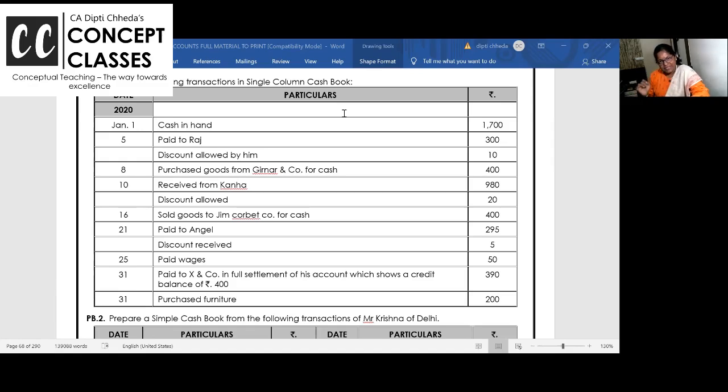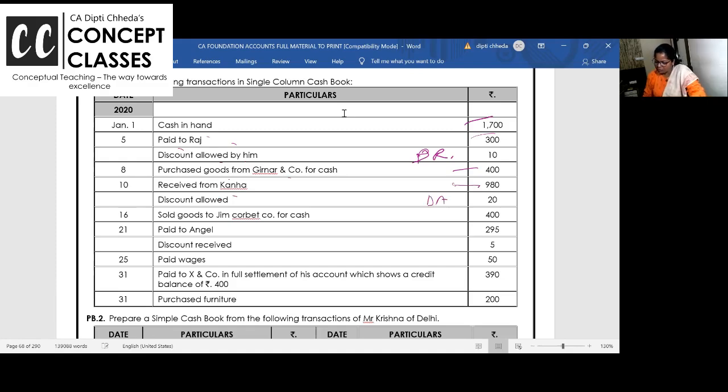And now you start doing it in the class. Open double column cash book, make it. You understood the concept, so make it. Opening cash you write on the debit side. Paid to Raj, 300 on the payment side. Discount allowed by Raj. When I paid to Raj, he allowed a discount. Don't look at the word allowed and take it on the debit side. Raj ko when I paid 300, he allowed a discount of 10. So for me, it is discount received, purchased goods, credit side will come, received from Kana, debit side will come. That this is discount allowed.